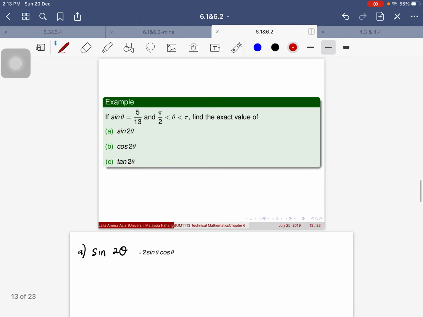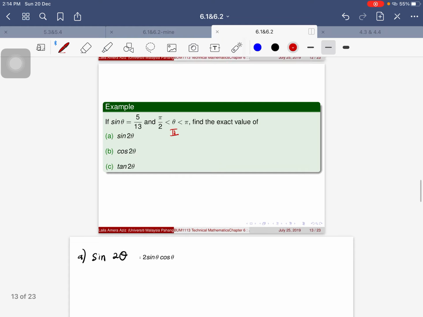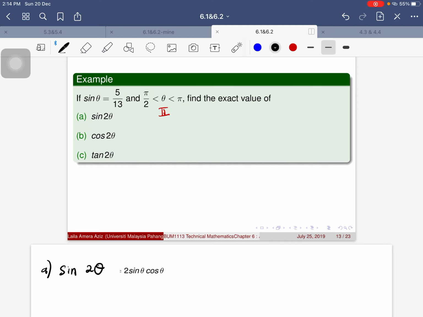I'm going to demonstrate how to use the double angle formulas with this particular example. Let's say we have sine theta equal to 5/13, and theta is an angle between pi/2 and pi. Knowing that theta is between pi/2 and pi, we know that theta is going to be in the second quadrant. We're going to find the exact value of sine 2 theta, cos 2 theta, and also tangent 2 theta.